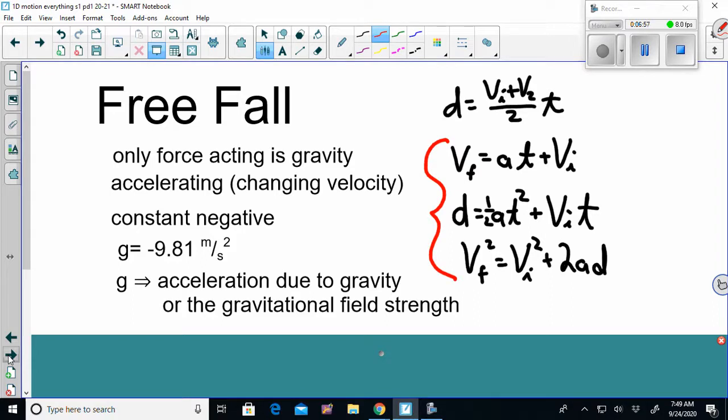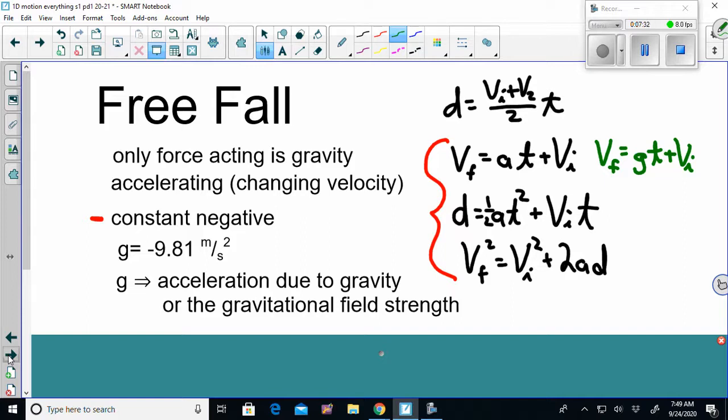Because an object in free fall has a constant acceleration. And since it has a constant acceleration, we can use these kinematic equations to solve the problems. The only thing you have to do is replace the acceleration with g. So they just become, right? This one just is final velocity equals gt plus vi.